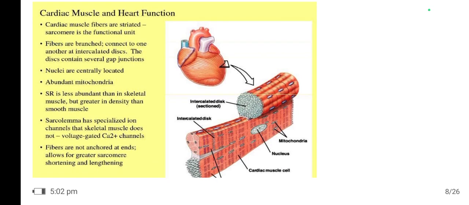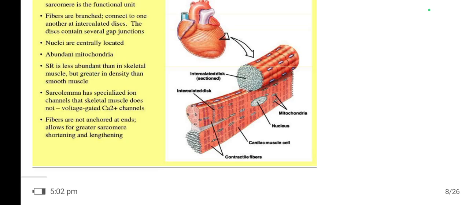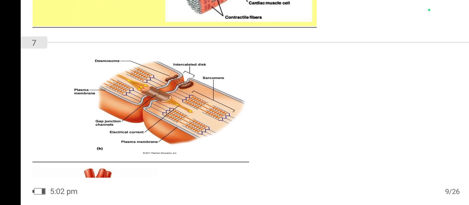Sarcolemma has specialized ion channels that skeletal muscle does not: voltage-gated Ca2+ channels. Fibers are not anchored at the ends, which allows for greater sarcomere shortening and lengthening.